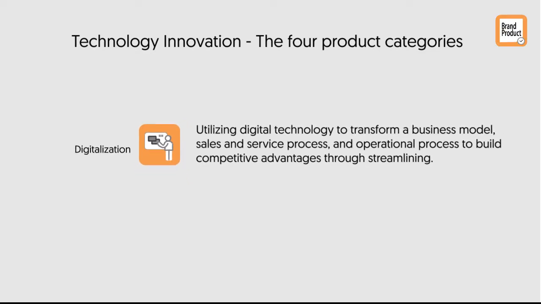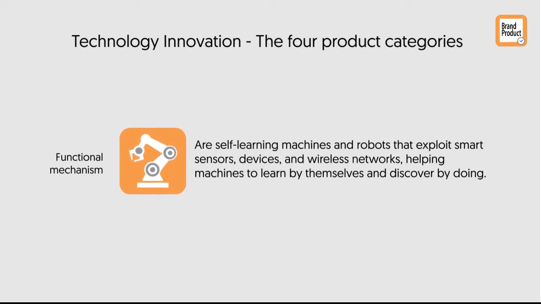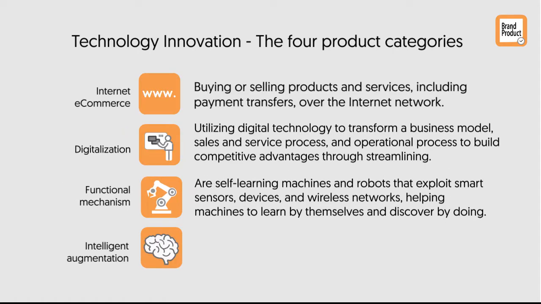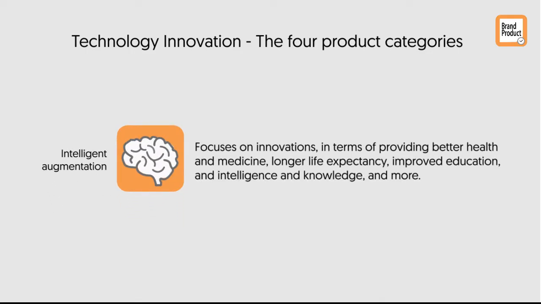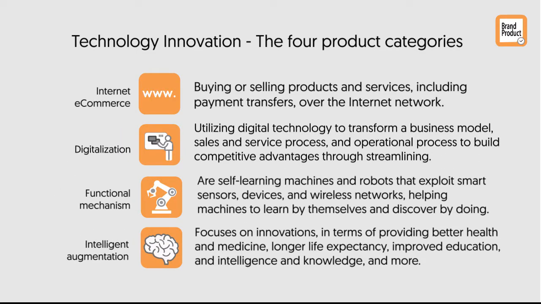streamlining. Functional mechanism are self-learning machines and robots that exploit smart sensors, devices, and wireless networks, helping machines to learn by themselves and discover by doing. Intelligent augmentation focuses on innovations in terms of providing better health and medicine, longer life expectancy, improved education, and intelligence and knowledge, and more.